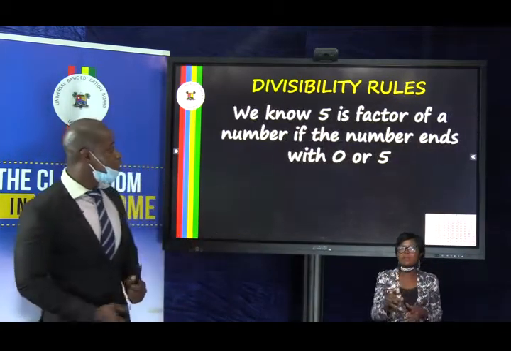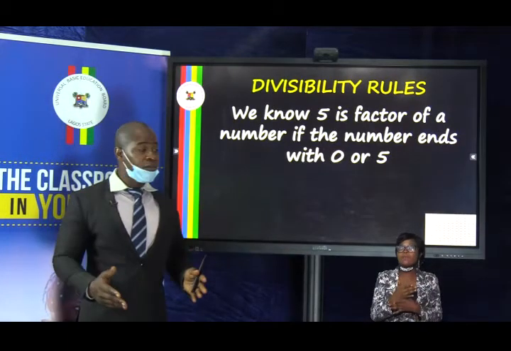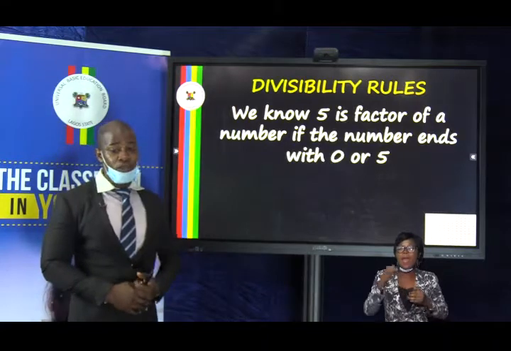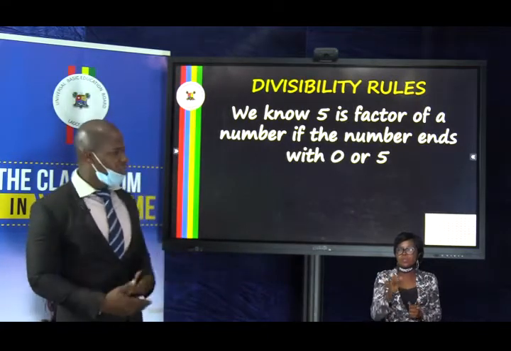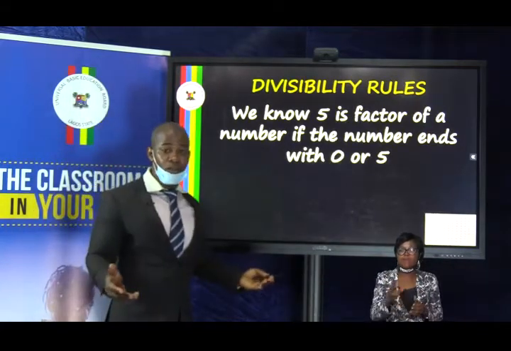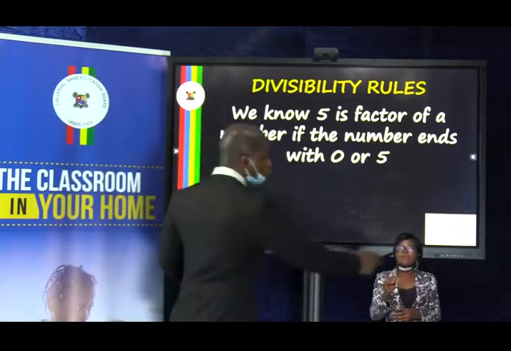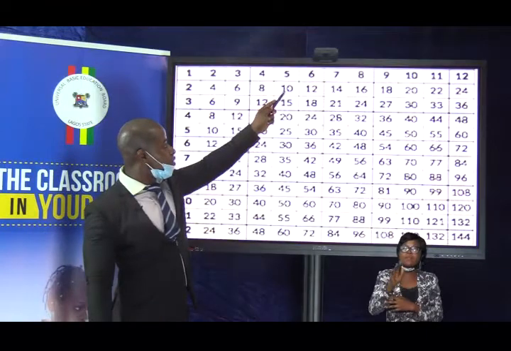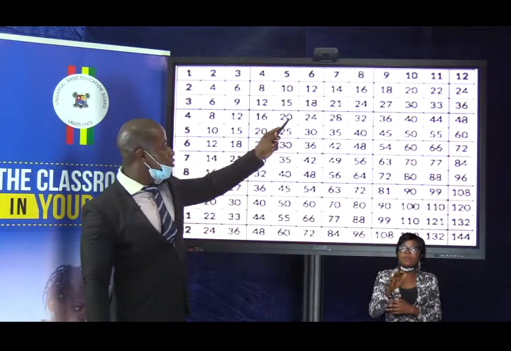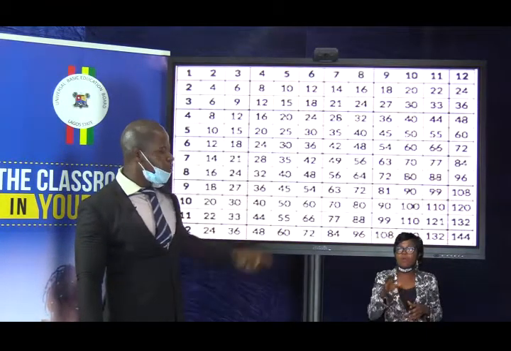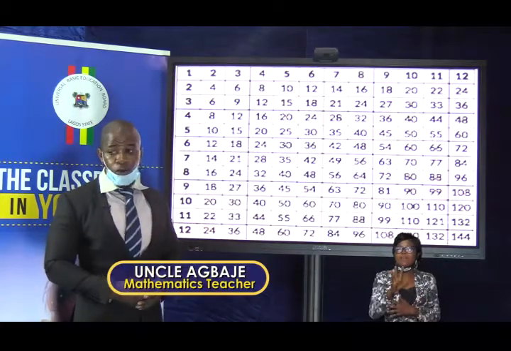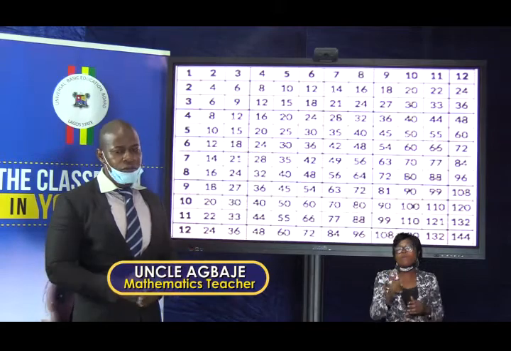Let's check out the divisibility rule for 5. We'll know that 5 is a factor of a number if the number ends with 0 or 5. And this is very intuitive. If we start skip counting, 5, 10, 15, 20, or if we check the table of multiples of 5, you see 5, 10 ends with 0, 5, 0, 5, 0, 5, 0. So automatically, all numbers that 5 is a factor of will end with 0 or 5.